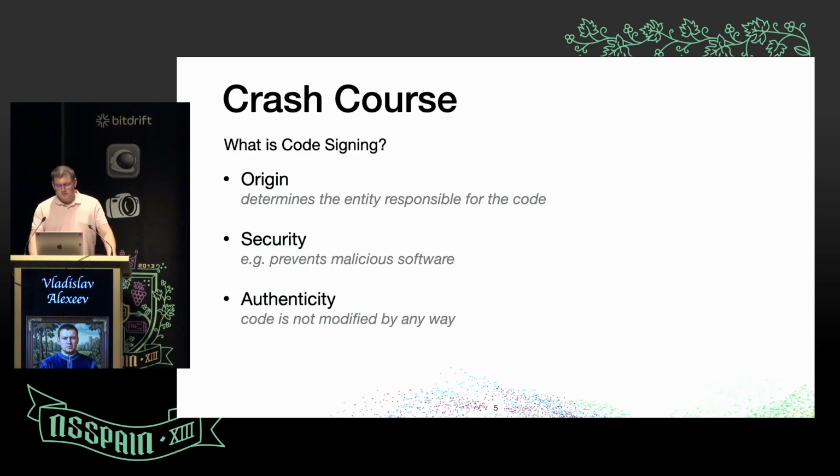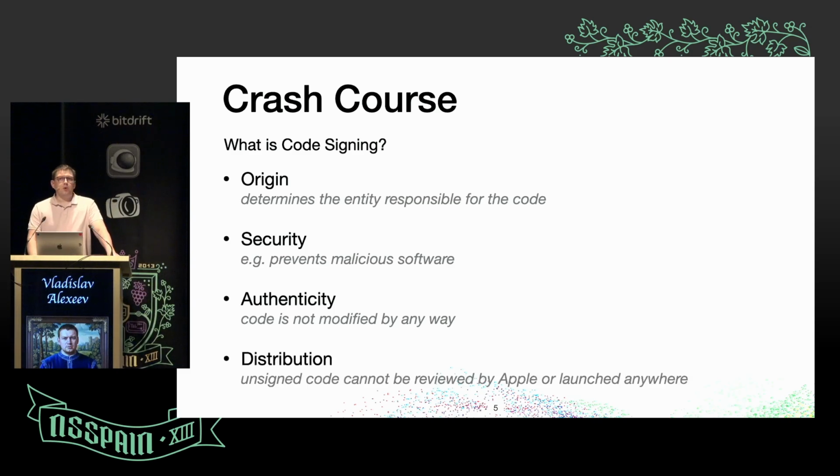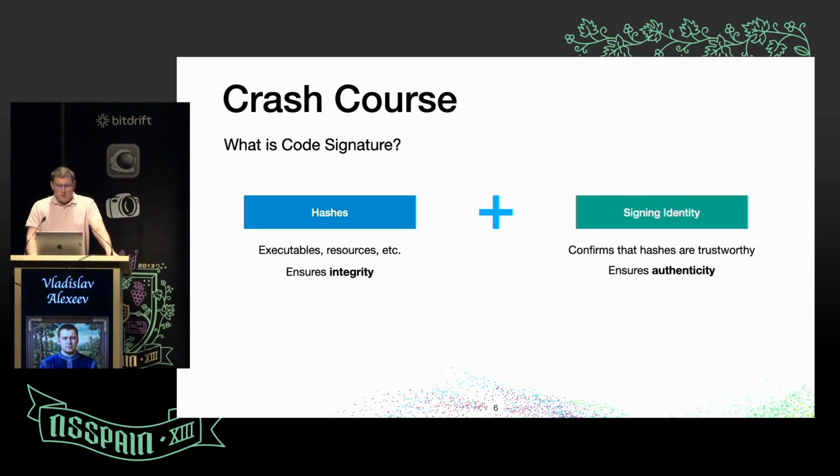It's still valid. And we also absolutely need code signing to distribute apps. Whenever we submit to the App Store, whenever we distribute outside of the App Store, everything has to be signed. What is a code signature? It's very simple. It's essentially a hash with a certificate that ensures that the value of the hash is valid. So the hash ensures integrity and the certificate ensures authenticity.